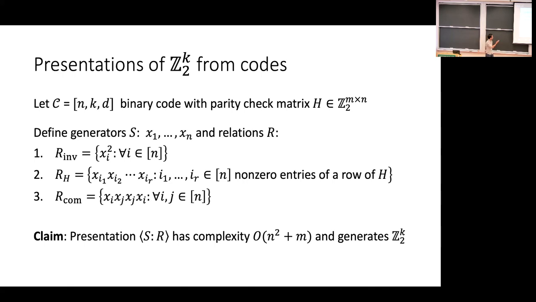This presentation has complexity at most n squared plus m, with n squared coming from the commutation relations and m coming from the parity check matrix. It's not too hard to show that this also generates Z2 to the k. And now we have a presentation with low complexity. We'd like to understand the stability of the group with respect to this presentation.